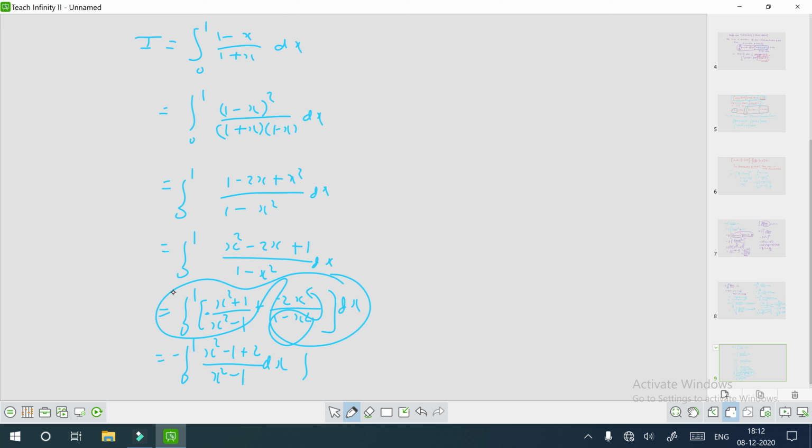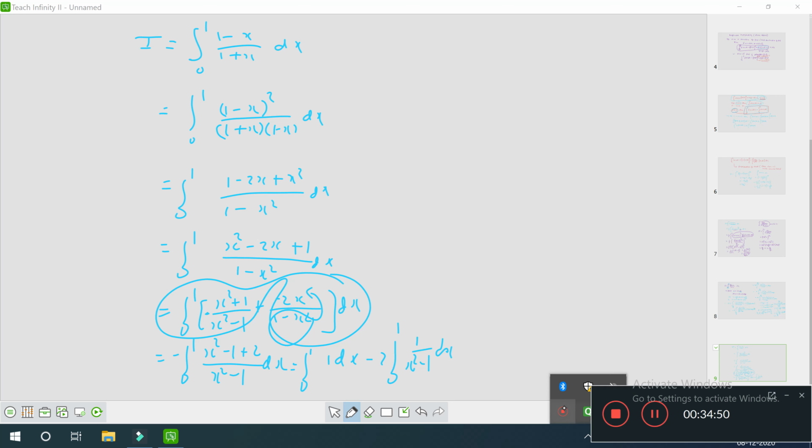So now integral 0 to 1 of 1 dx plus 2 times, minus 2 times integral 0 to 1 of 1 over (x square minus 1) dx, that is also easy to solve. In that way we can solve this type of sums. In the next lecture we are going to see it in detail. Clear?